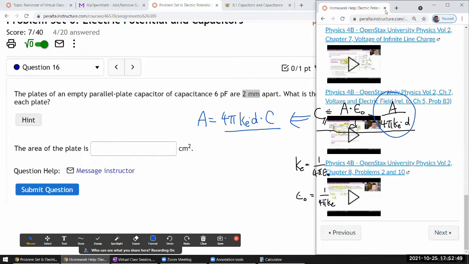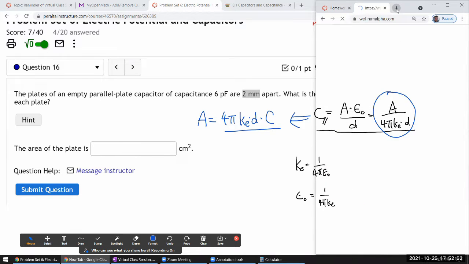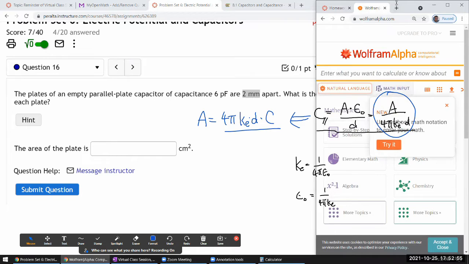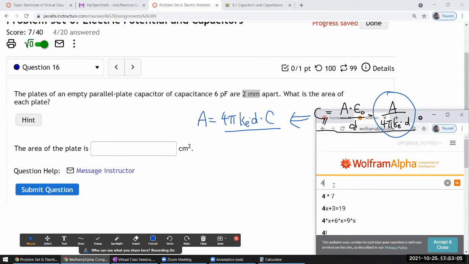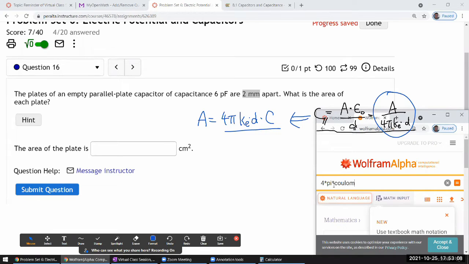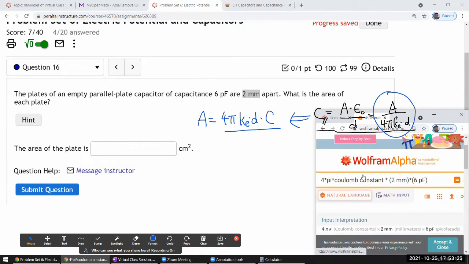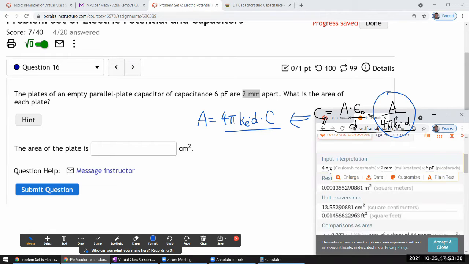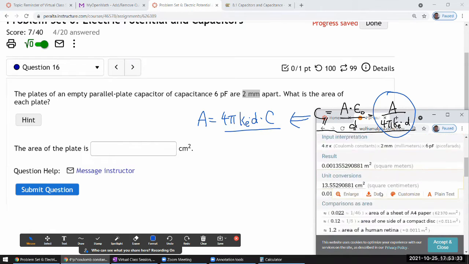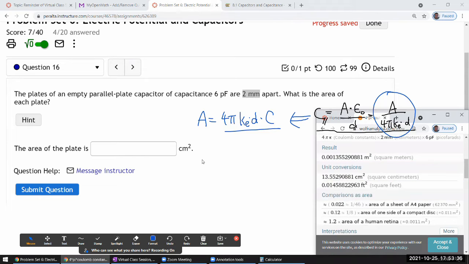I'm just going to use Wolfram Alpha to plug in numbers, mainly so that I don't have to look up Coulomb constant. It's such a hassle to look them up. 4 pi times Coulomb constant times, and I'm going to let Wolfram Alpha do all the unit conversions. So 2 millimeter times capacitance, 6 picofarad. It'll give me the answer in a bunch of different units, and I hope one of them is something like a centimeter squared. It might be, so square meter, that's one of them. There it is, square centimeters, 13.6.